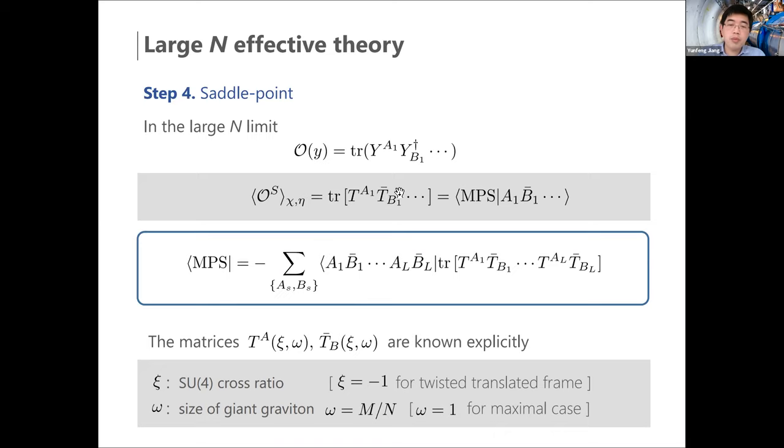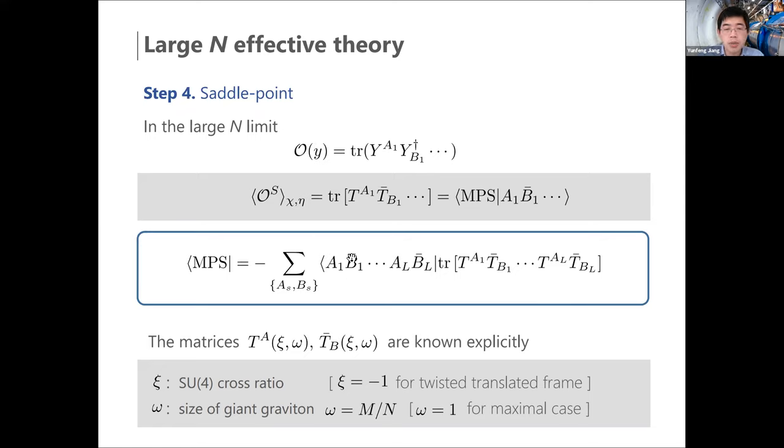So now, the upshot is that this TA and TB are 2x2 matrices, and we can compute them explicitly. So finally, each of these single trace operators is mapped to this kind of trace, and this can be rewritten as the overlap between a matrix product state and some basis state. And we know that the beta state is a linear combination of these basis states. So that gives us the formula that we promised at the beginning.